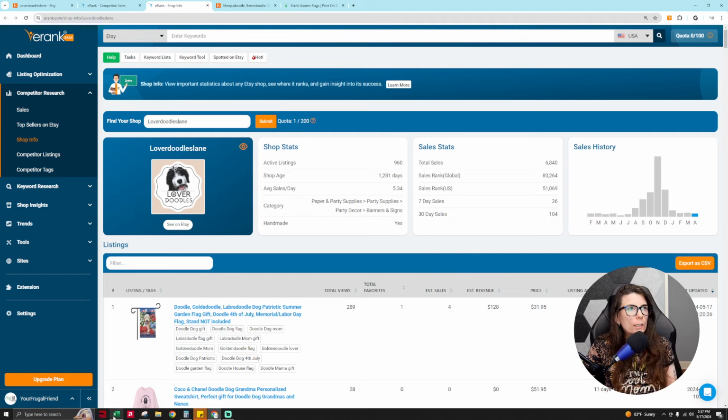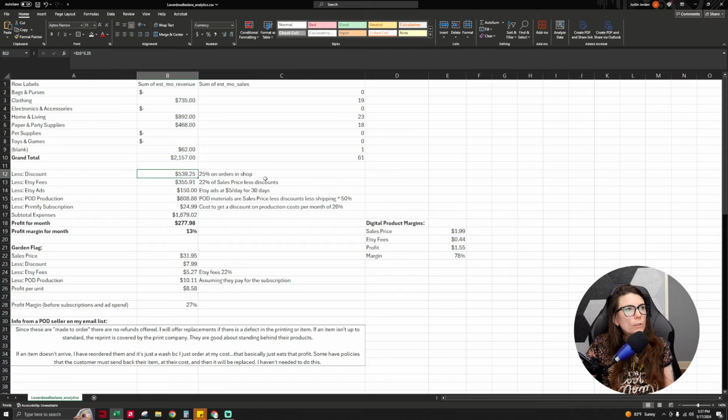Okay, so then the estimated sales per month is $2,157 for all products sold. And then less their discounts, they are running a 25% off sale in their shop. And then they have Etsy fees.